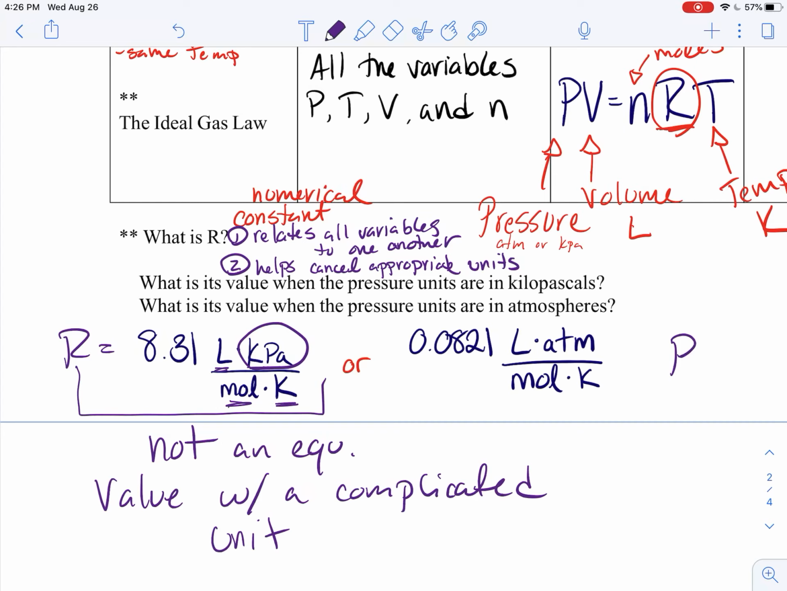The other value of R is 0.0821, that's a decimal right there, liters times atmospheres over moles times Kelvin. Again, not an equation, it's a value with a complicated unit at the end. And you'll notice that this unit is slightly different because it is in atmospheres. So you will use this value of R anytime your pressure is in the unit of atmospheres, or if you want your answer to be in the pressure of atmospheres.